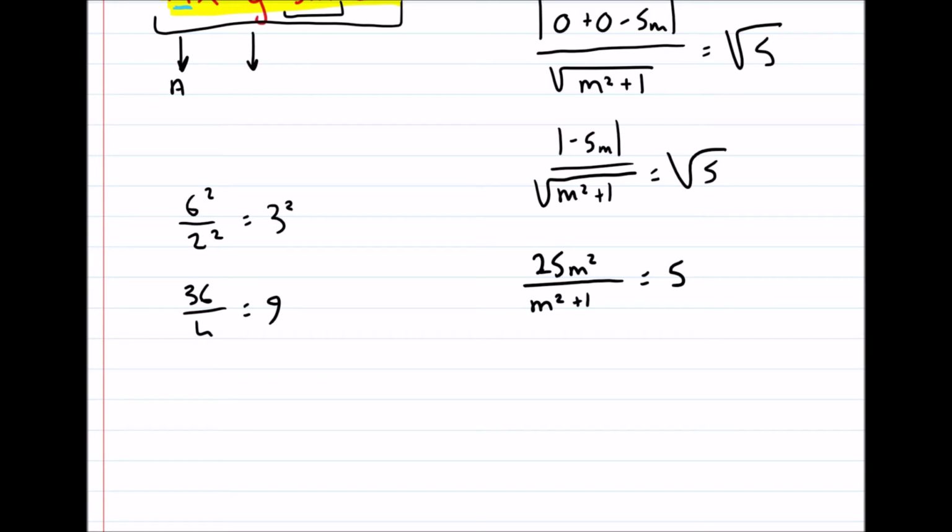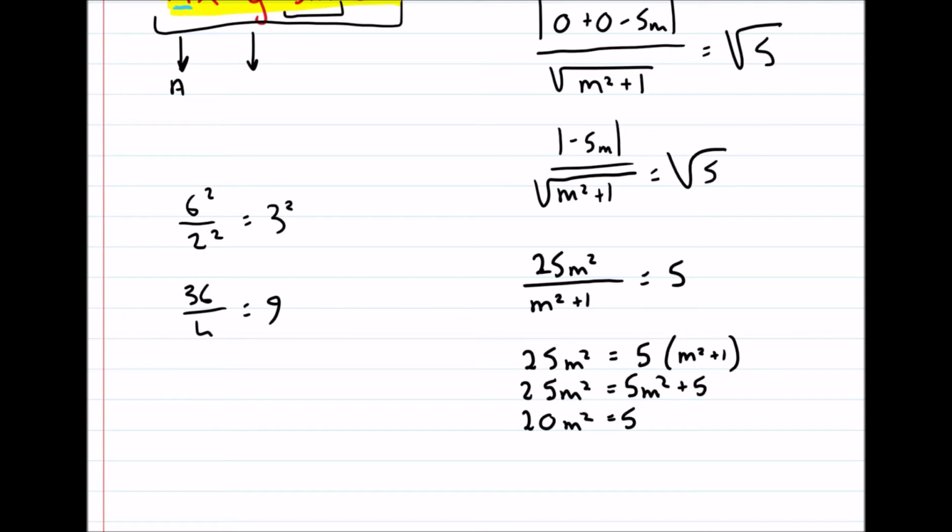I'll multiply the left side then by m squared plus 1, and I'll be left with 25m squared equals, and multiply the right side with the same, and I'll be left with 5 multiplied by m squared plus 1. So that will leave me 25m squared equals 5m squared plus 5. So take 5m squared from both, and I'll have 20m squared equals 5. Divide by 20 on both sides, we'll have m squared equals 5 divided by 20, which is a quarter.